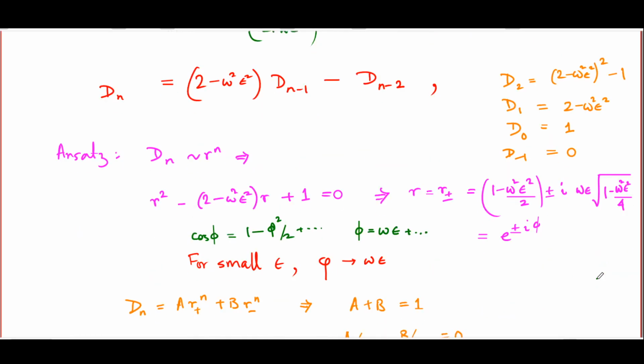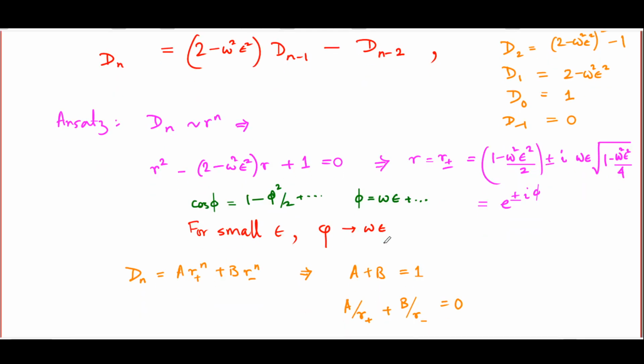Now that we have 2 different r satisfying our recursion relation, the general solution will be capital A times r plus to the n plus capital B times r minus to the n. That's dn for us. And using d0 and d minus 1, we end up with these 2 very, very simple relations which will help us calculate the constants A and B. A plus B is 1 and A by r plus plus B by r minus is 0. This one, of course, is d0 and this is d minus 1.